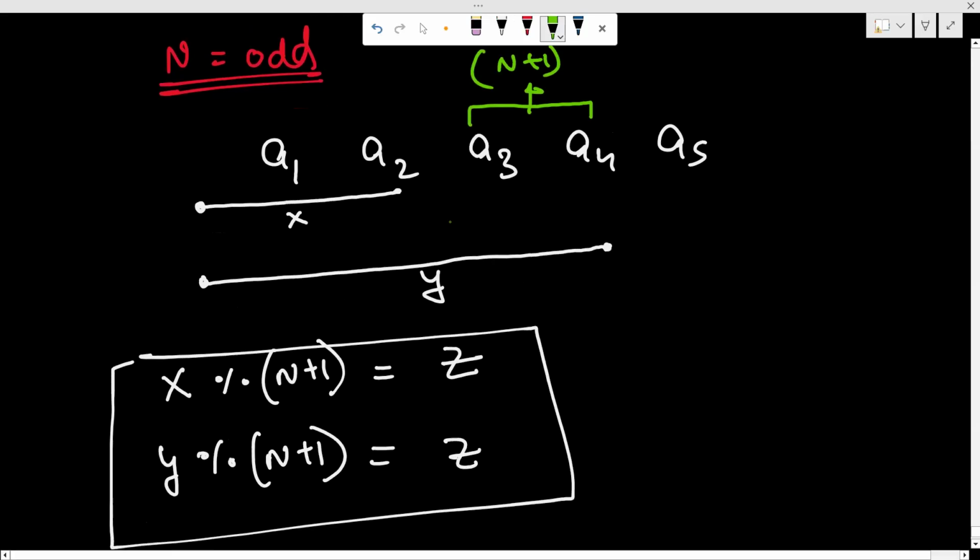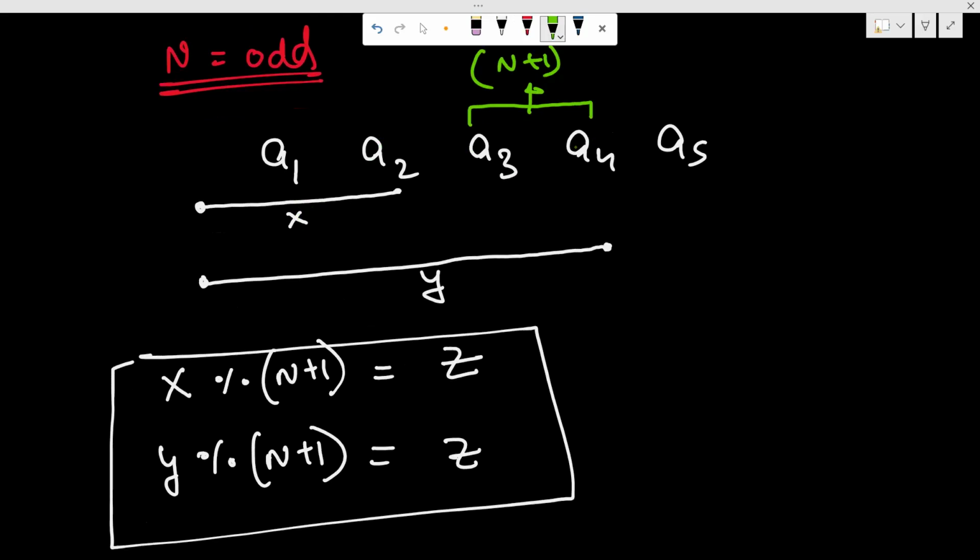Just to repeat what I said: if I take the prefix sum till the second index, let's suppose I got sum x. I took the prefix sum till the fourth index, I got, let's suppose, sum y. When both of them were divided by n plus 1, I got the same remainder. So can I say that when I take this as my subarray and sum up the elements and calculate the modulo with n plus 1, I will always get 0? Anyone having any doubt in this?